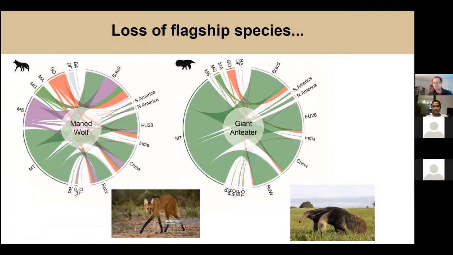So you can see these are states within Brazil, and you can see where the impact on the maned wolf is coming from. Brazilian consumption is having the major impact in Goiás on the maned wolf, and in general Brazilian consumption is having a bigger effect than anywhere else. The rest of South America has a relatively small impact, and you see that again similarly for the giant anteater.